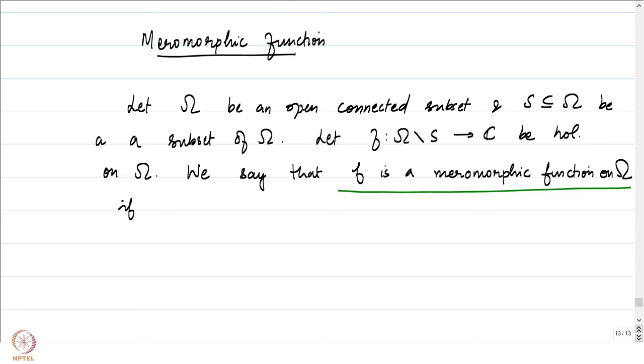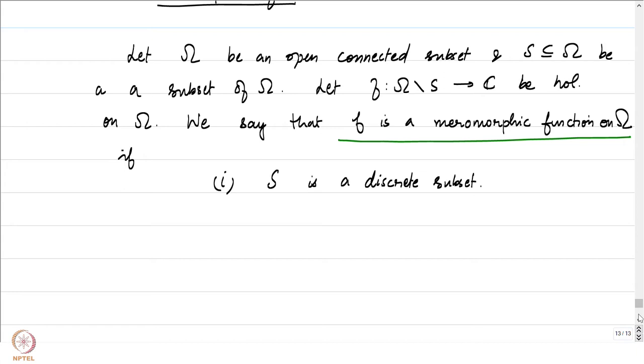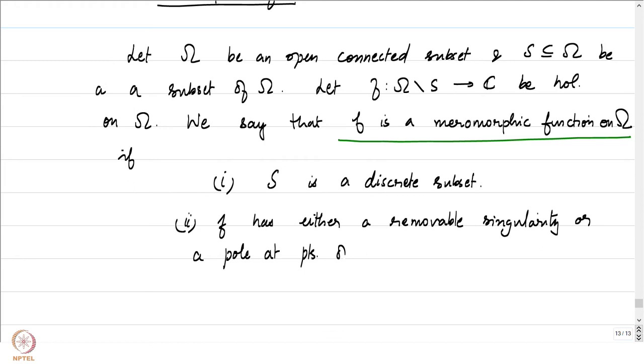S is a discrete subset. What does that mean? It means that if z0 is some point in the set S, then there exists some neighborhood D(z0, r) contained in omega, such that D(z0, r) intersected with S gives you back z0. And what about the behavior of f at the points of S? The second condition is that f has either a removable singularity or a pole at points of S. So, if these two conditions are satisfied, then we say that f is a meromorphic function on omega.